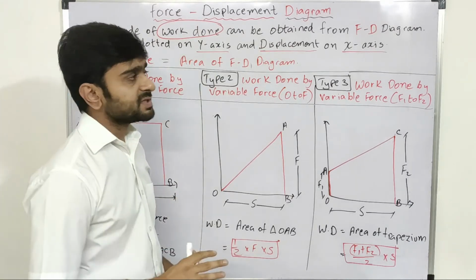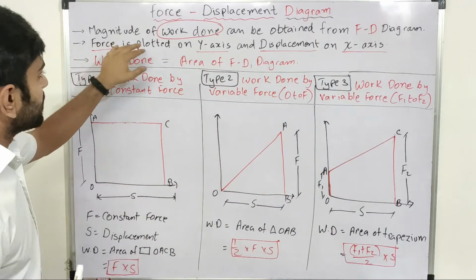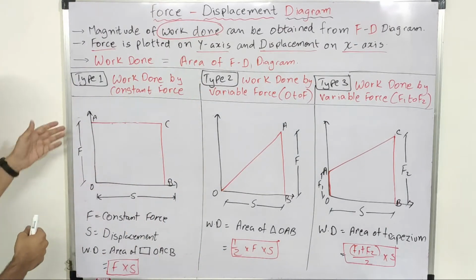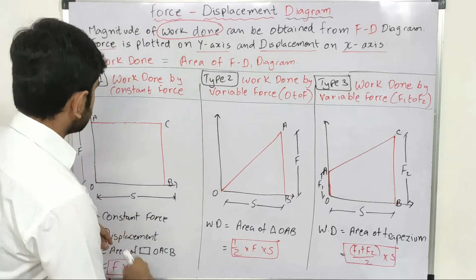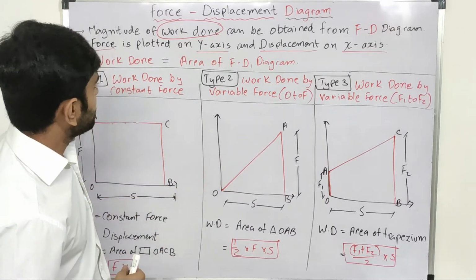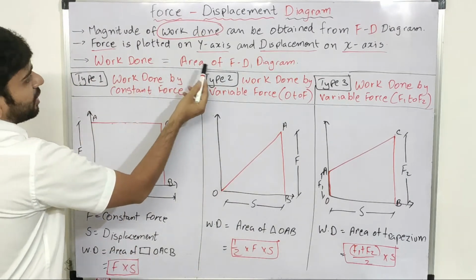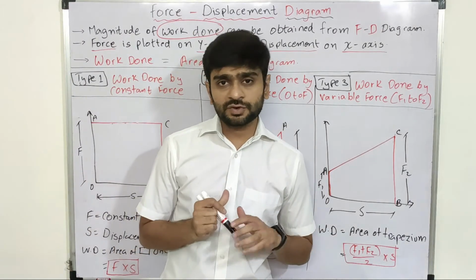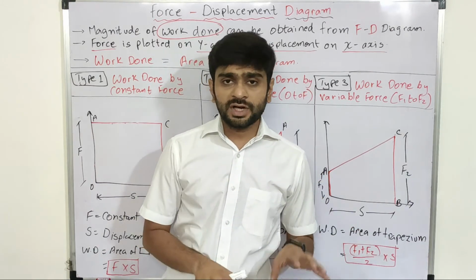So basically we are representing this force displacement diagram graphically, where force is plotted on y-axis and displacement is plotted on x-axis, something like this. This F is on the y-axis and displacement, abbreviated by capital S, is on the x-axis. And from this graphical diagram, how can we obtain work done? Work done is the area of the force displacement diagram. So if we are able to calculate the area of this diagram, then that area is the work done for any body.